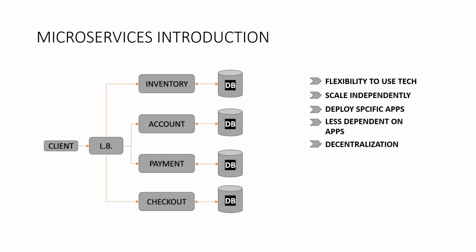Okay, so the fourth advantage is less dependent on apps. As I talked about earlier, there will not be any design principle issues in the microservice architecture. So the developer can easily focus on maintaining the design principles and design patterns. By doing so, it will not create a tight coupling with other modules as well. The last point is decentralization.